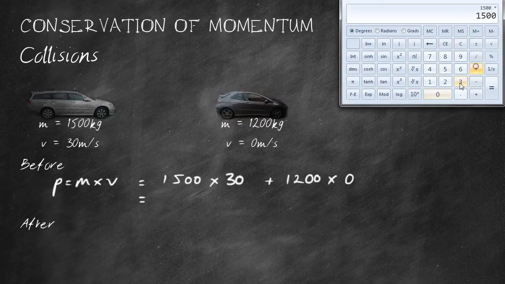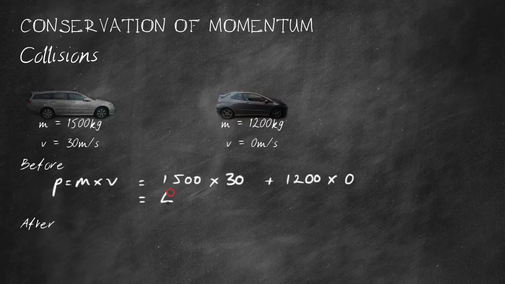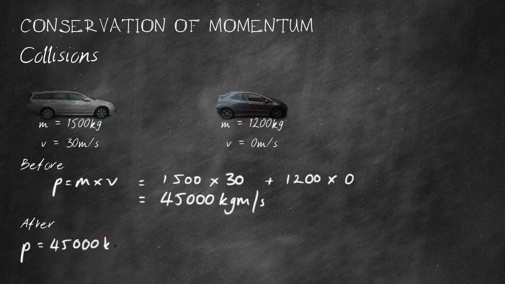1500 times 30 plus 1200 times 0 equals 45,000, and I hope you remember the unit, kilogram meters per second. Okay, now that is going to be the same momentum afterwards as it is before the collision. 45,000 kilogram meters per second.